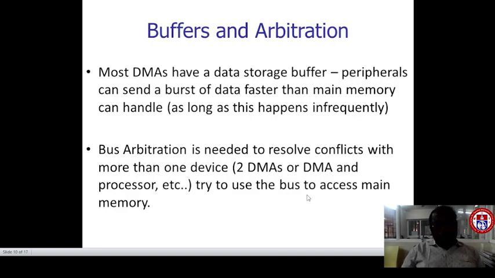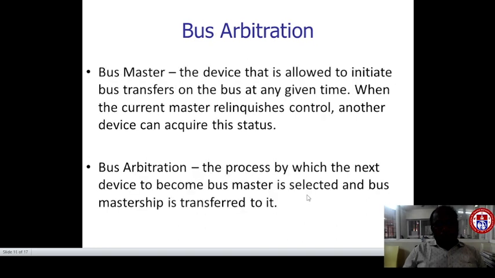So the main important parts used in DMA are buffering and arbitration. Most DMAs have a data storage buffer, and peripherals can send bursts of data faster than main memory, so that will be handled. And bus arbitration is needed to resolve conflicts when more than one device, that means two DMAs or a DMA and a processor, try to use the bus to access the main memory.